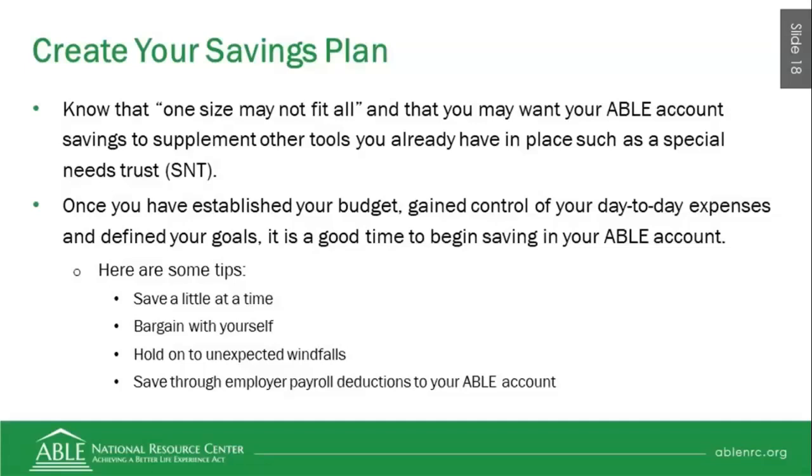Save all or a part of that lottery winning if you're lucky enough to win. I am not. Hold on to unexpected gifts, or even save that back pay from the Social Security Administration. And if you are working, save through payroll deductions to your ABLE account. That's one of the easiest ways and the best ways to save, because it goes directly into your ABLE account before you miss it, or you can be tempted to spend it. So I think with that, Miranda, I'm going to turn it back to you to talk about identifying some potential sources of income for an ABLE account.